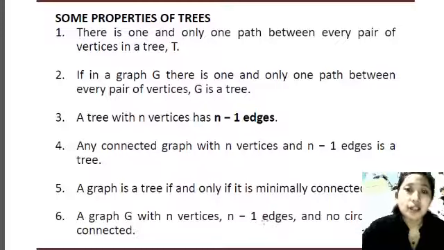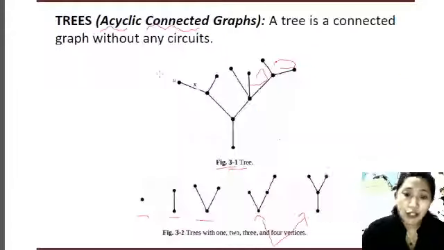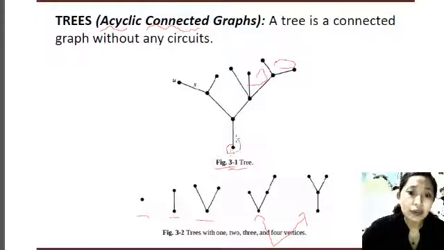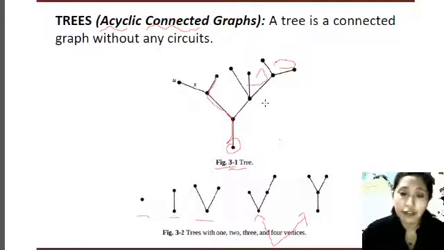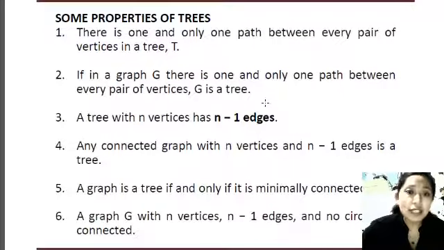Now we will see some of the properties of a tree which are very important. The first property says that, as we discussed already, between every pair of vertices there will be exactly one path. The reason there will not be more than one path possible is that there is no cycle in between. The second property says that in a graph G, if there is one and only one path between every pair of vertices, then obviously that is a tree, which is just the reverse of the first property.